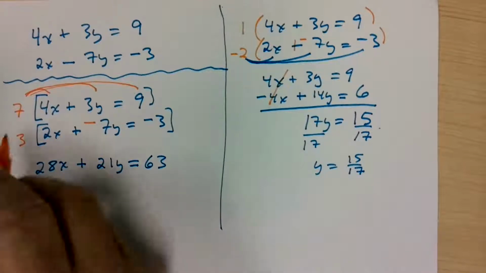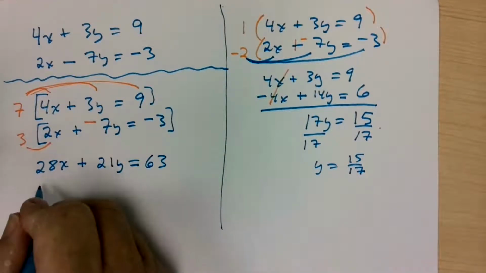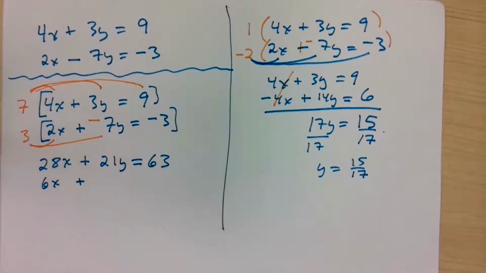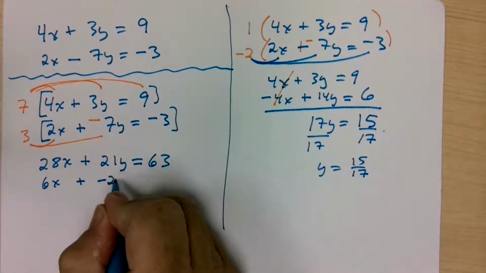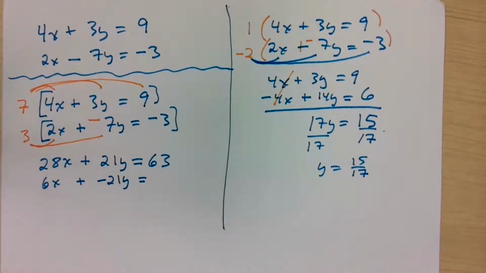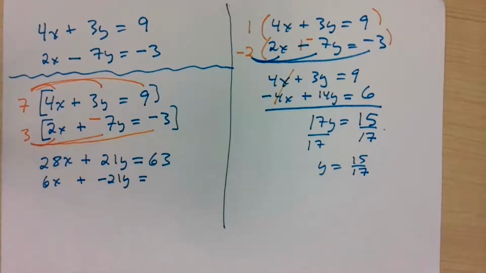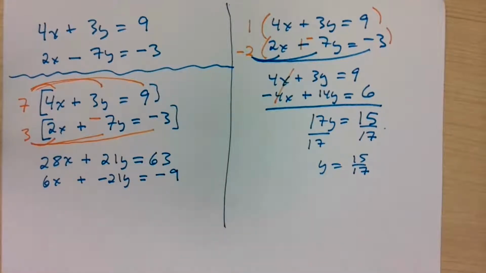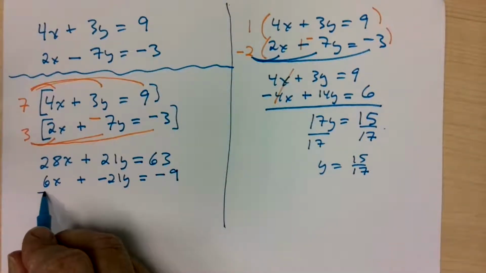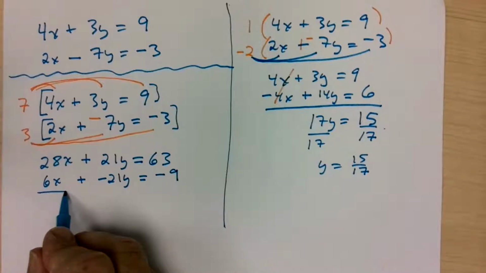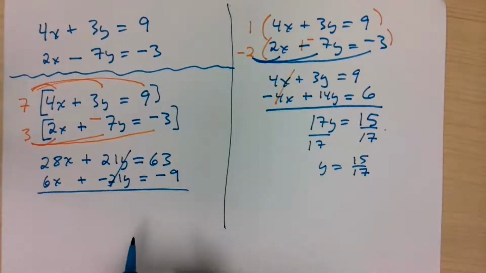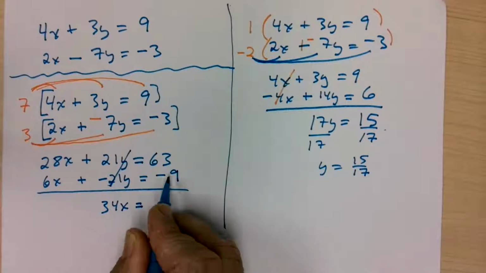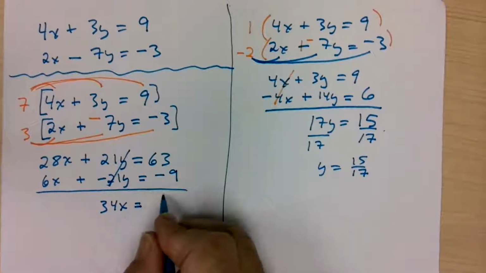On the bottom, we have 3 times 2x, which is 6x, plus 3 times -7y is -21y, equals 3 times -3, which is -9. Now putting these together, what do we get? 21y plus -21y goes away. 28x and 6x becomes 34x. 63 minus 9, I believe, is 54.